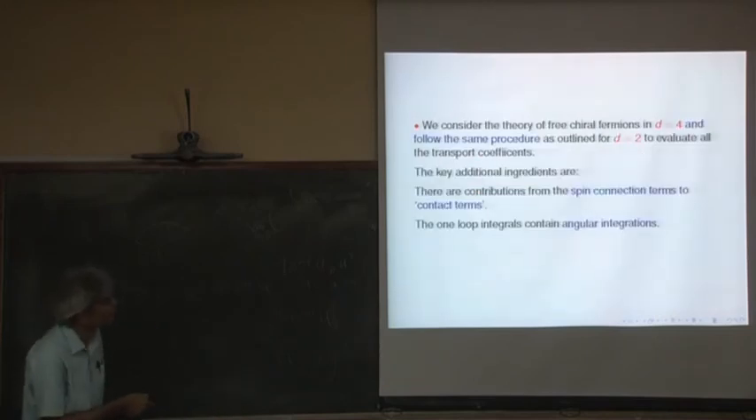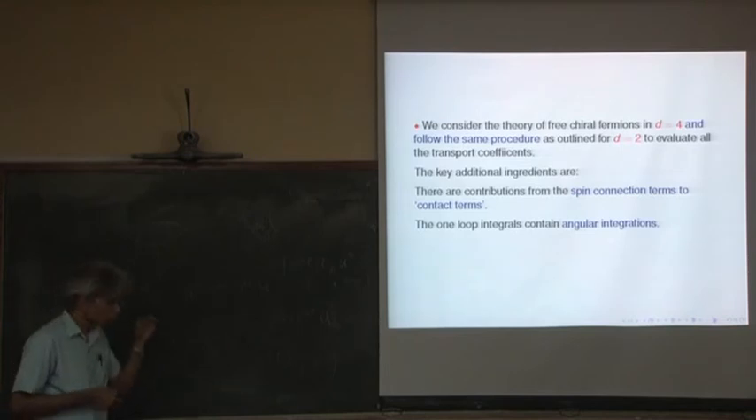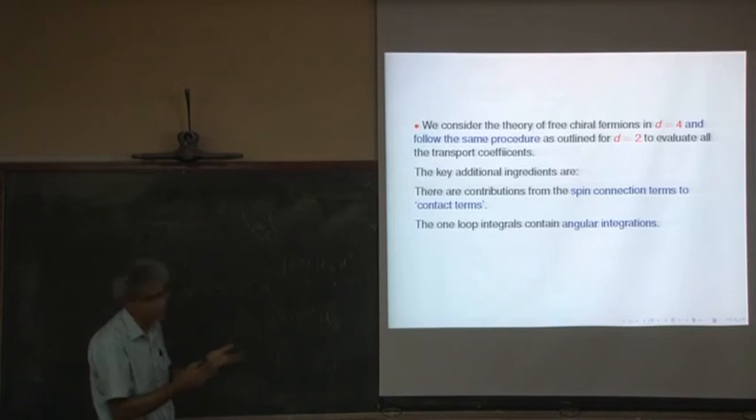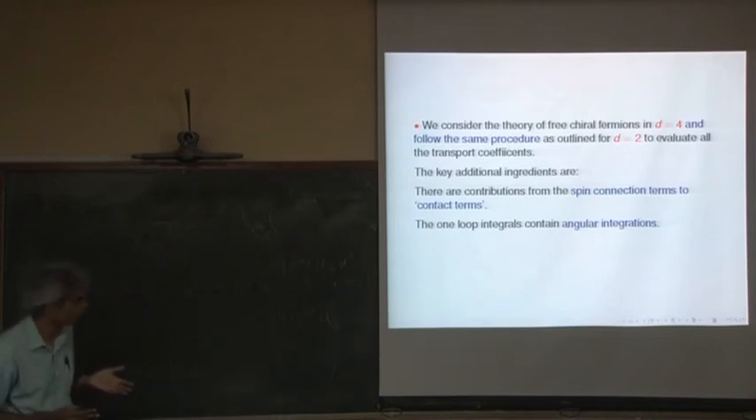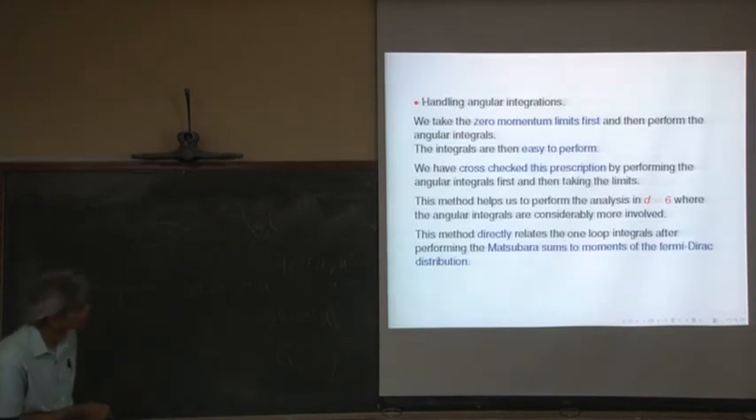So we consider the theory of free chiral fermions and follow the same procedure. The additional ingredient which I couldn't show you in 2 dimensions is that there is a spin connection which contributes to contact terms. And the one-loop integrals now are not just simple dp integrals. They contain angular integrations also because it's in high dimension. And we developed a simple prescription for handling the angular integrations.